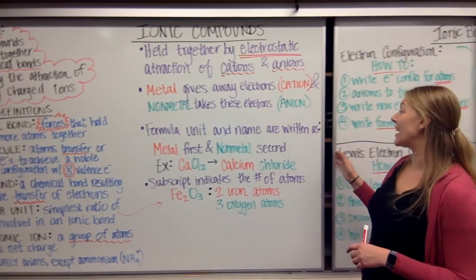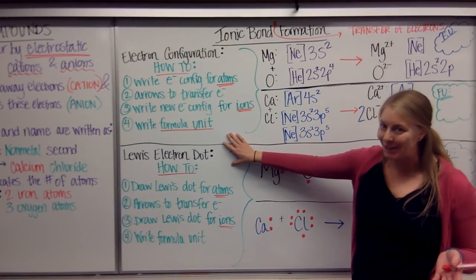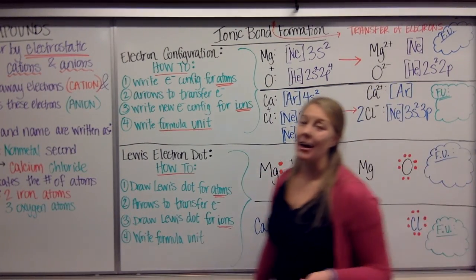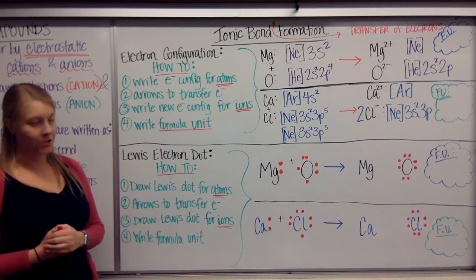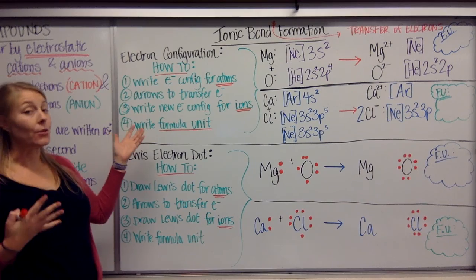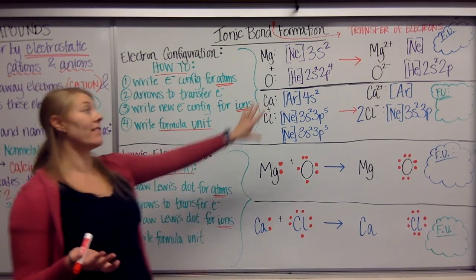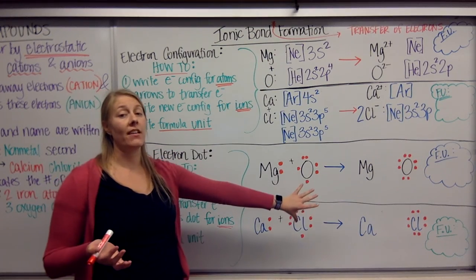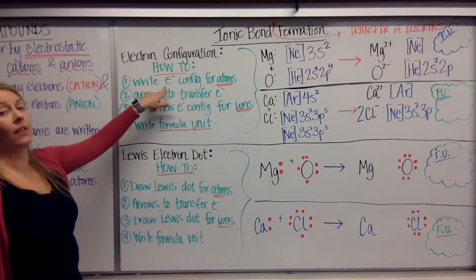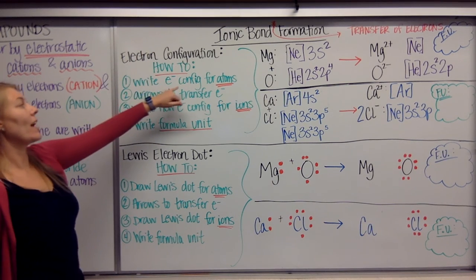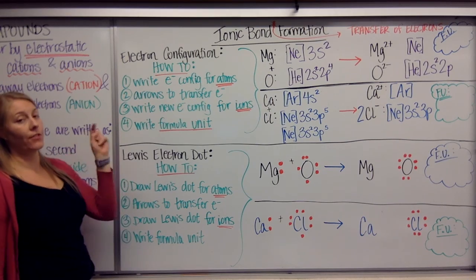So now we can get into the fun stuff. This is actually how we can represent ionic bonds using things that we've just learned. So using electron configuration and Lewis electron dot structures. The how-to for both of these is very, very similar, almost identical, except that one uses electron configurations, one uses Lewis electron dot structures. So the first thing for electron configurations, you're going to write the electron configuration for the atoms, then use arrows to transfer those electrons.